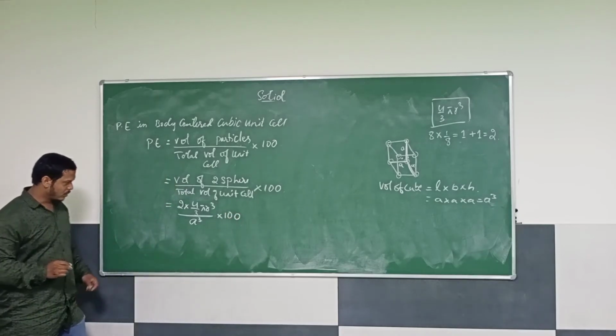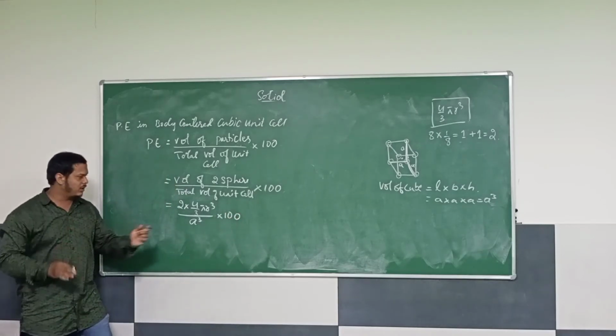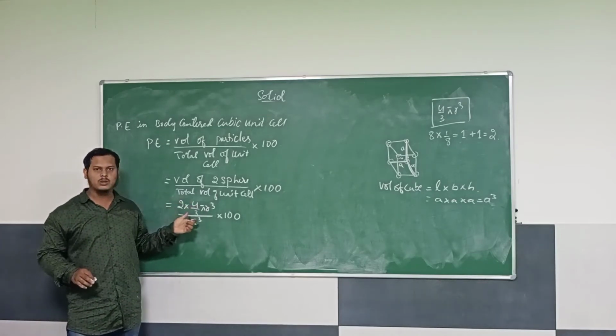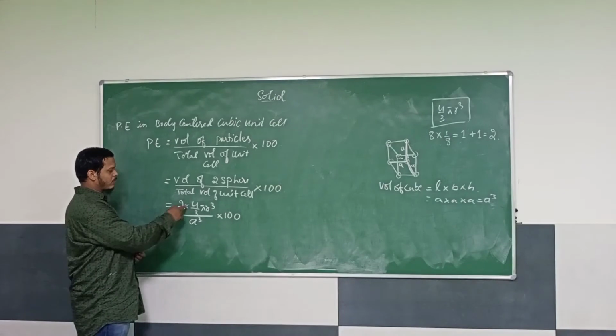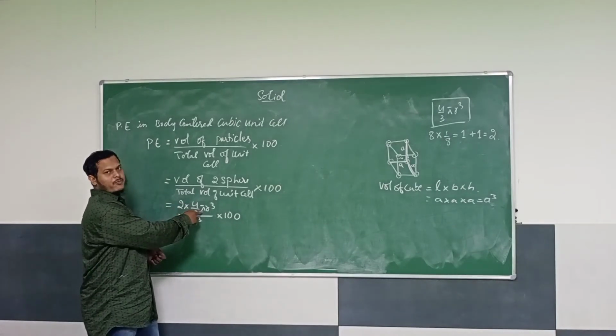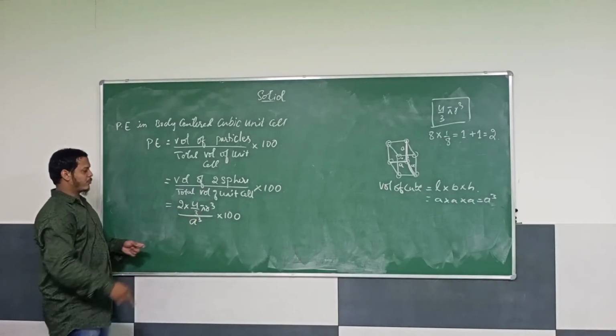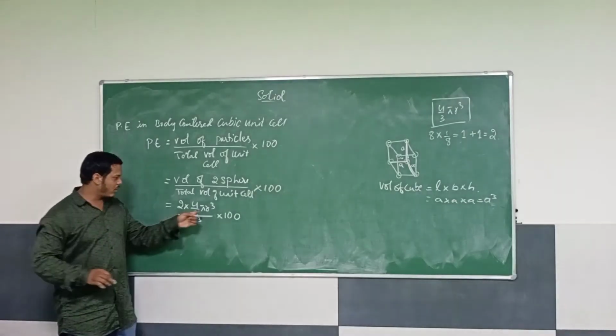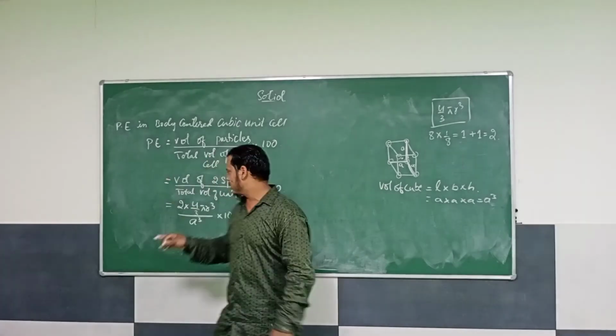Now listen. In order to solve this, I need the values of r and a because both are variables. All other things are constants: 2 is a number, 4 by 3 is a number, and the value of pi, 22 by 7, is also a number. Whereas r is my variable and a is my variable. If I find the values of r and a, then I can easily solve this problem.